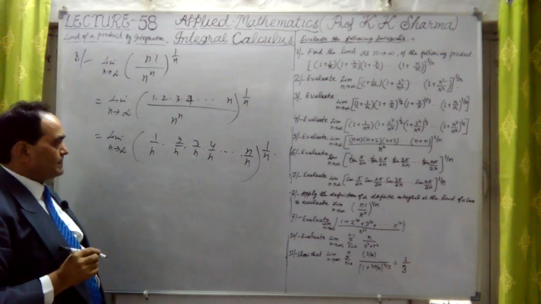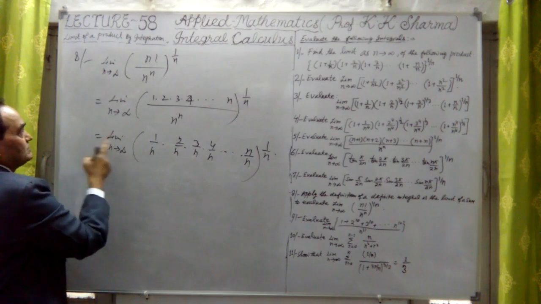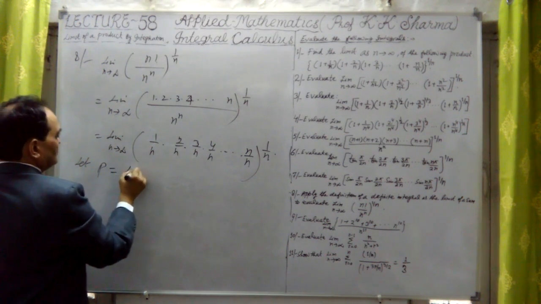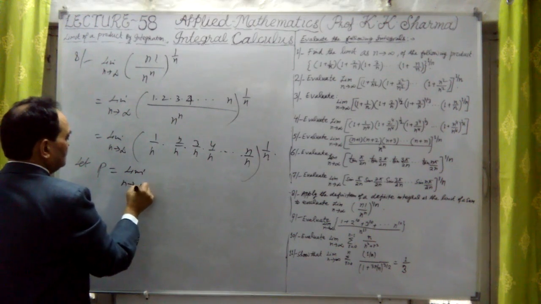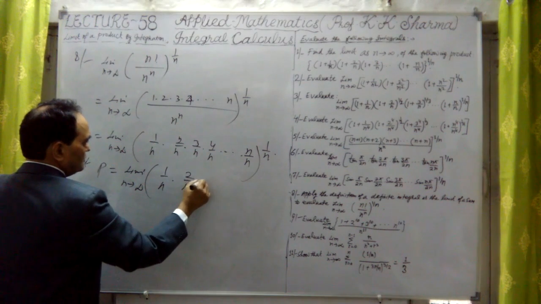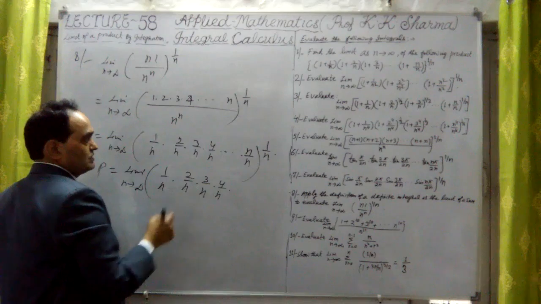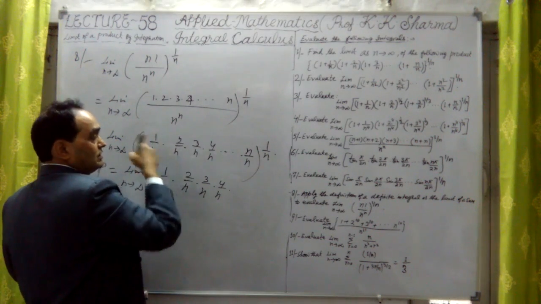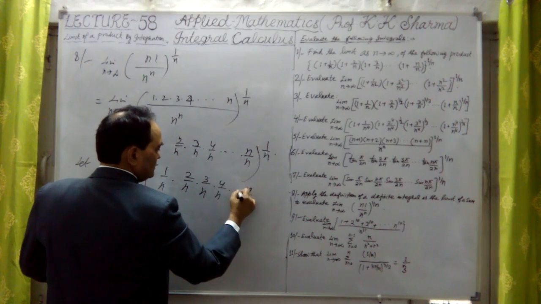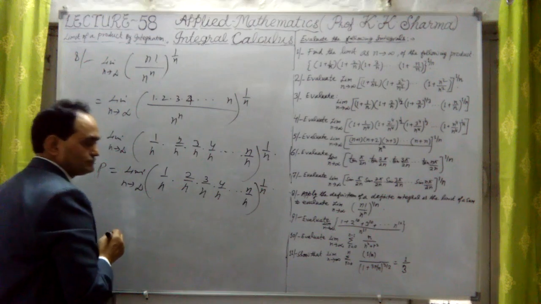Now taking log on both sides. First let me consider this as P. Let P be equal to the limit as n tends to infinity of (1 upon n, 2 upon n, 3 upon n, 4 upon n, and so on) whole power 1 upon n. Why? Because n upon n is there n times.